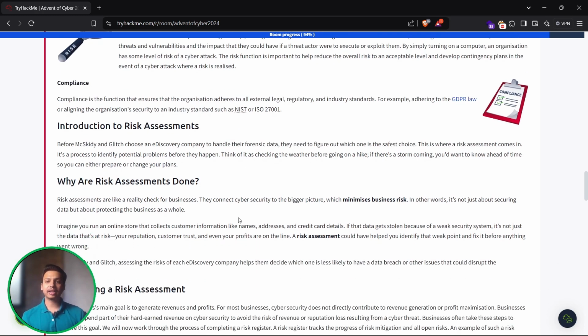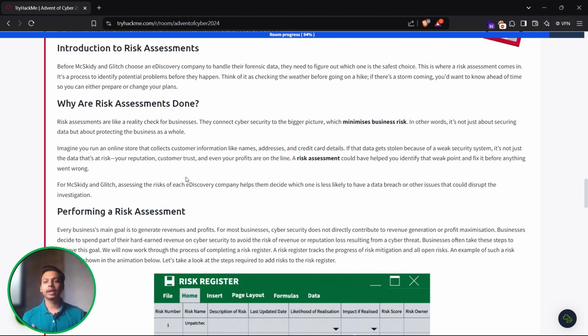Compliance. Compliance is the function that ensures that the organization adheres to all external legal, regulatory and industry standards. For example, adhering to GDPR law or aligning the organization's security to an industry standard, such as NIST or ISO 27001. So, introduction to risk assessment.